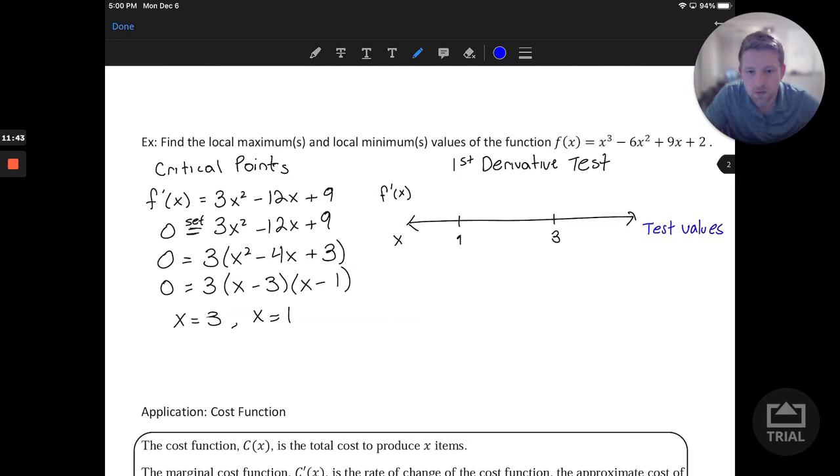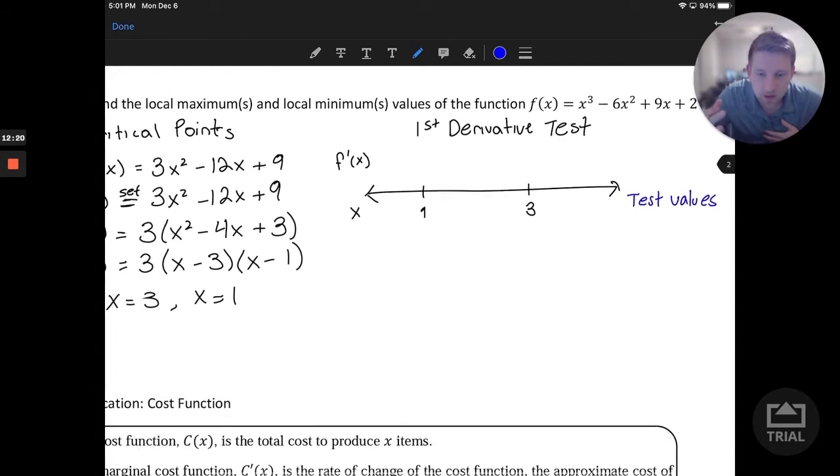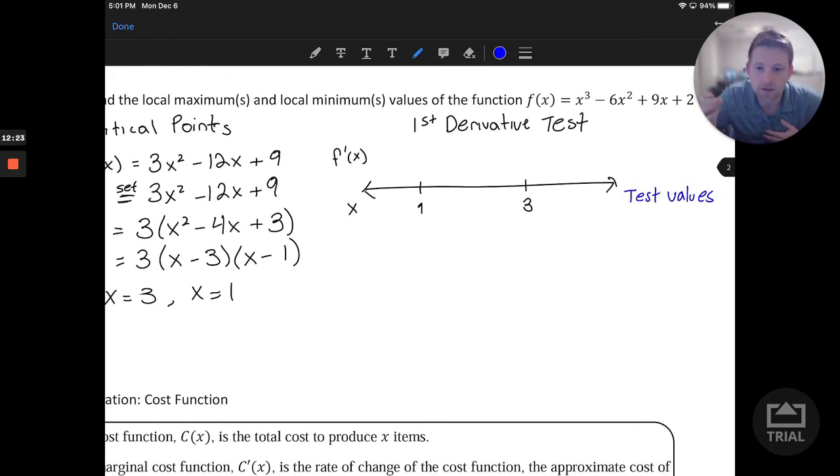So what I'd like to do is test each of these three intervals that I've just split the function up into: everything less than 1, everything in between 1 and 3, and then everything greater than 3. I want to test these three intervals to see whether or not my first derivative is positive or negative. I'm not really concerned with the value of the derivative other than its sign. I really want to know if it's going to be positive, which means increasing, or a negative derivative, which means the function is decreasing. So we don't have to be super fancy with our test values. We just want to pick values that are easy to work with.